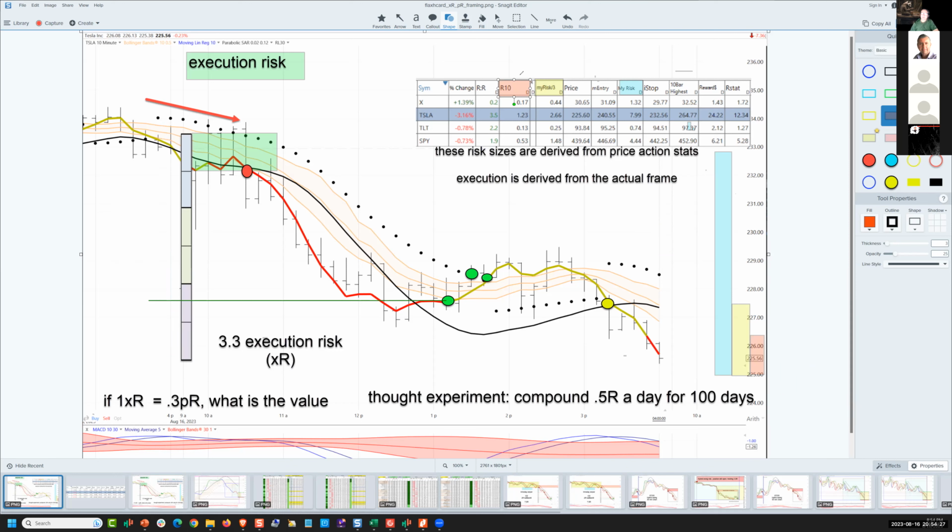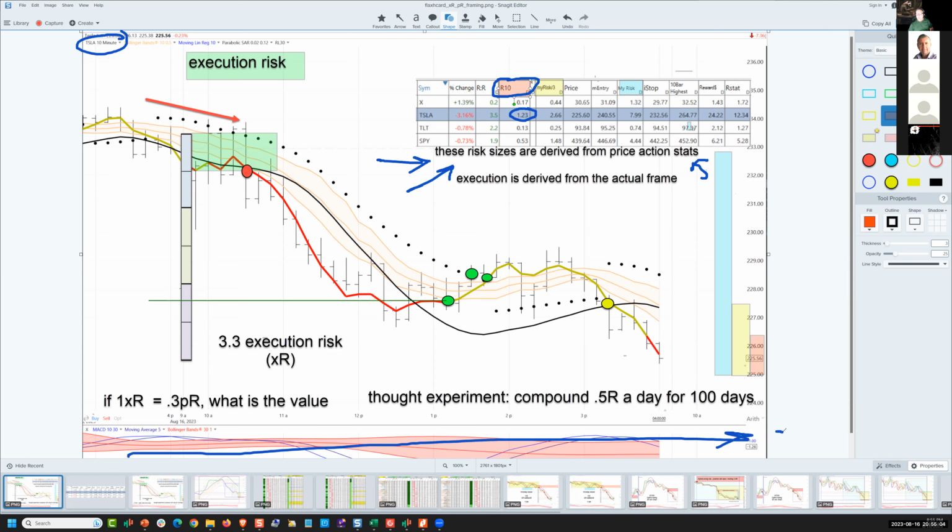Now, if I use 1/10 of the range stat, or the R10, then my statistically derived minimum manageable risk box, what I'm trying to come up with is my minimum manageable risk box. Is this a reasonable trade frame? So I'm going to start with these risk sizes that are derived from price action stats. So I'm trading on 10 minutes. So I'm going to have about 50 bars.